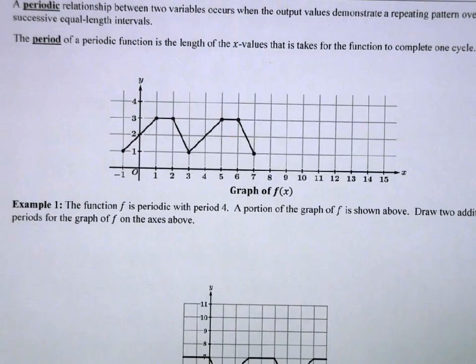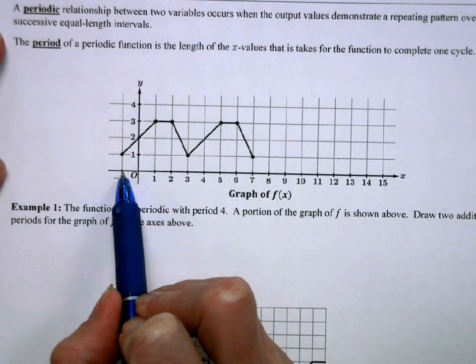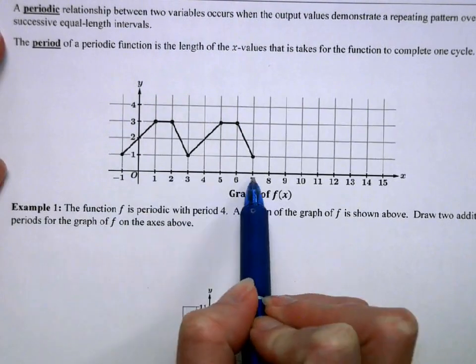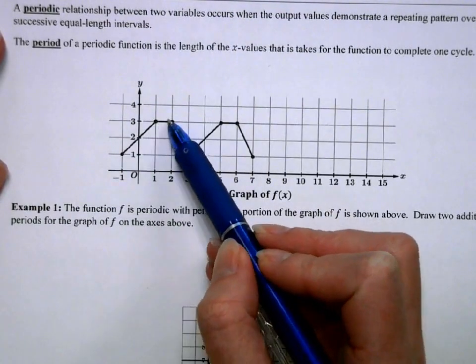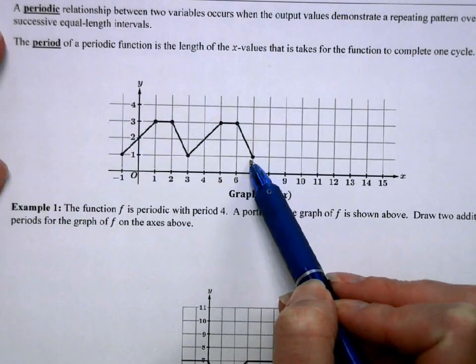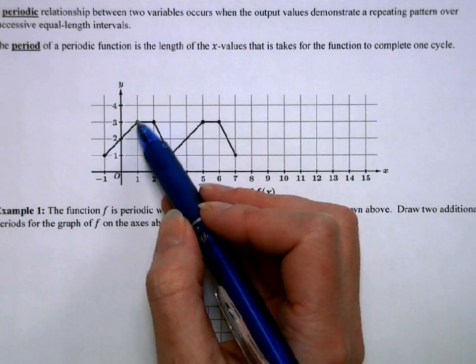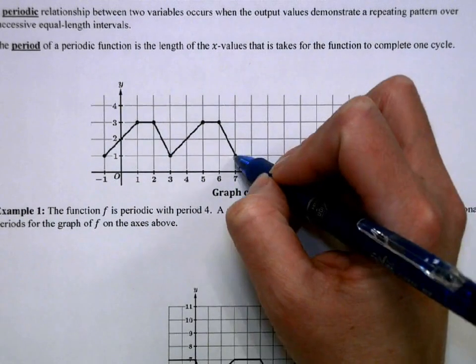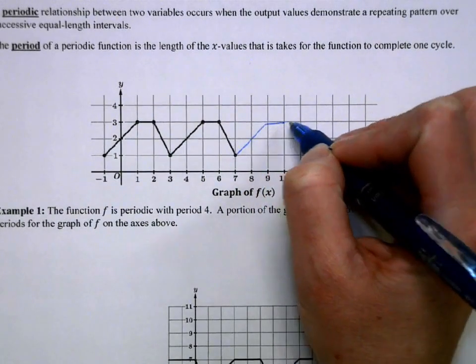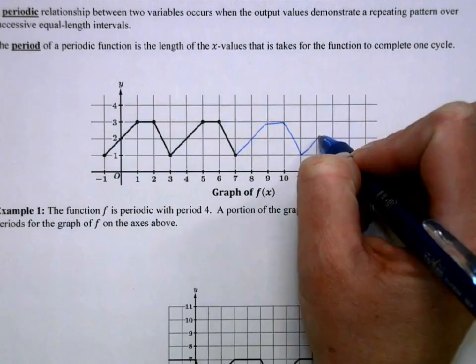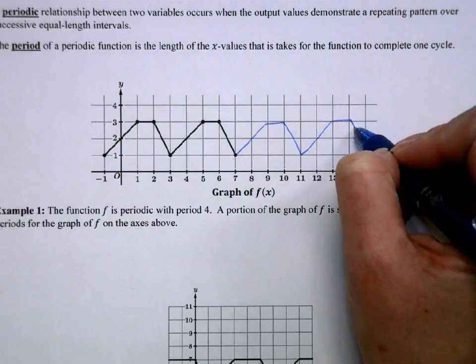So in this first example, we have a graph with a period of 4. From -1 to 3, from 3 to 7, we see a pattern that then repeats itself. If I want to draw 2 additional ones, we're just going to repeat the same pattern. So up, over, down, up, over, down.